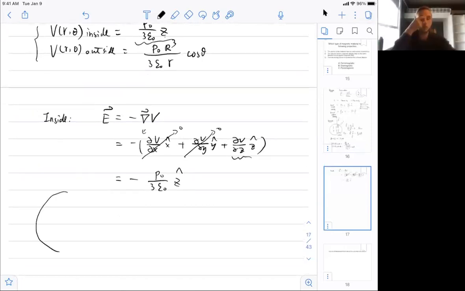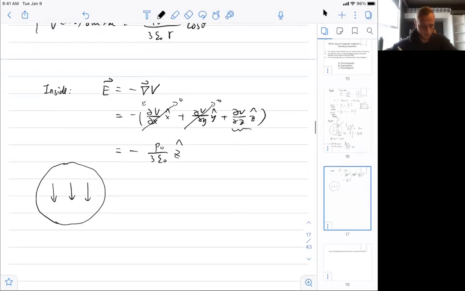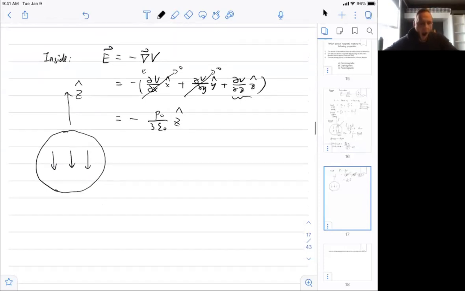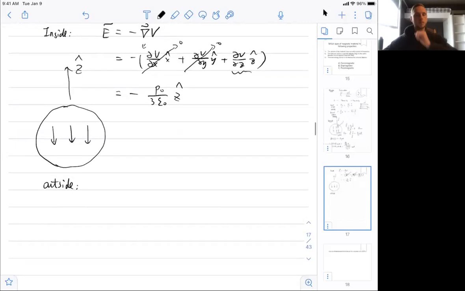So you can see inside this polarized sphere, the electric field is in this direction. This is my z hat. We can do the outside as well, so we can complete the electric field for the sphere for outside. So I'm going to rewrite this outside again. We can refer back to that.